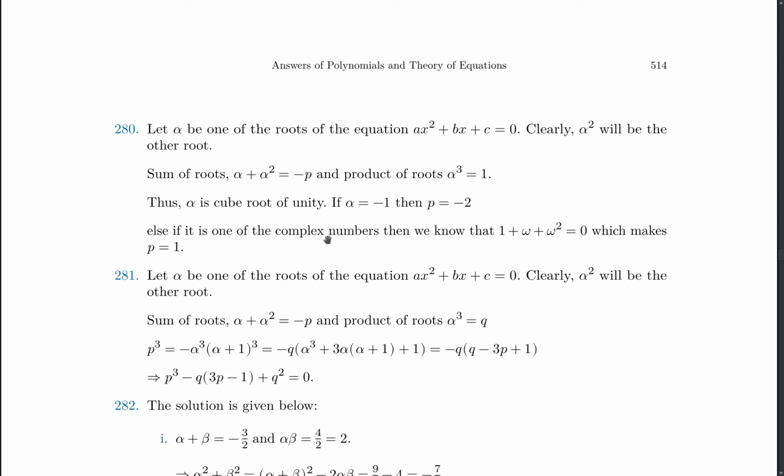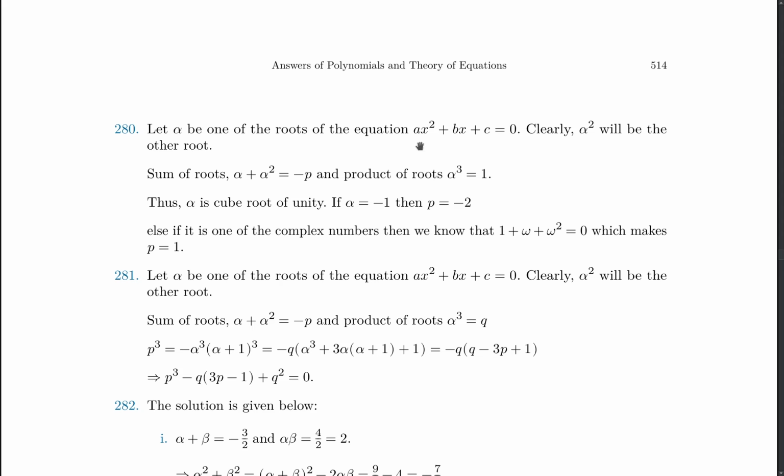Else, if it is one of the complex numbers, then we know that 1 plus omega plus omega square is equal to 0, where omega is cube root of unity, which will make this p 1. So with this, we come to the end of this set of problems.